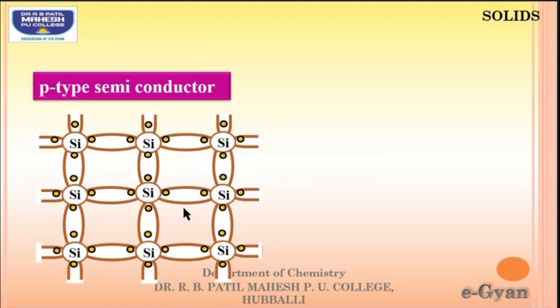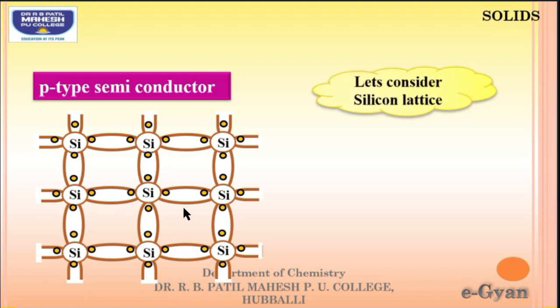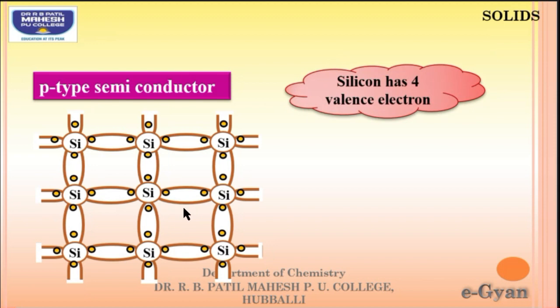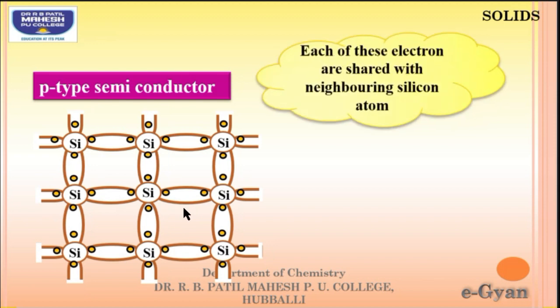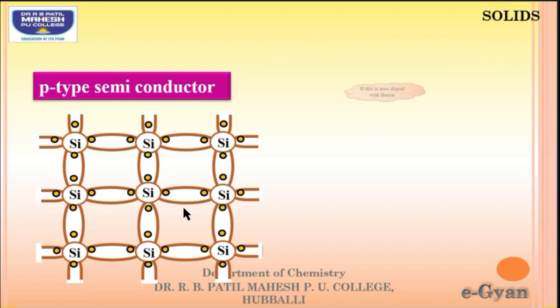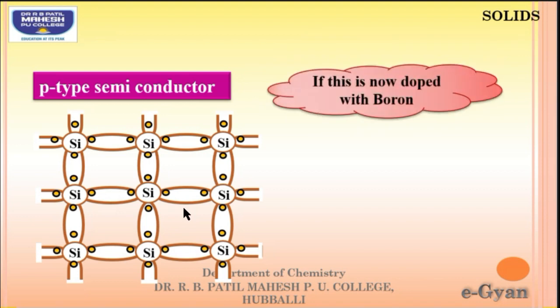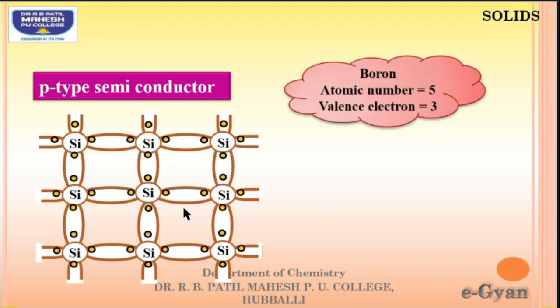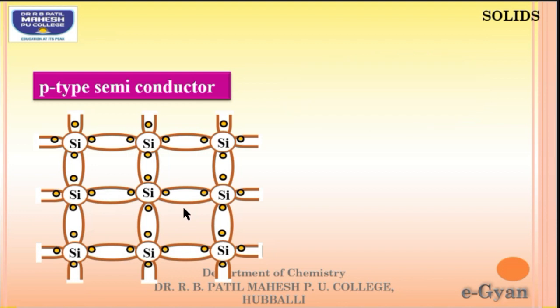Whereas the second type is p-type semiconductors. As I said, p means positive. Let us consider the silicon lattice. The atomic number of silicon is the same, 14, and the valence shell contains a total of 4 electrons, which are shared between the 4 neighboring silicon atoms. Now, the doping is done with a boron family member, whose atomic number is 5 and valence electrons are 3. Already we have 4, but now boron is going to give only 3.